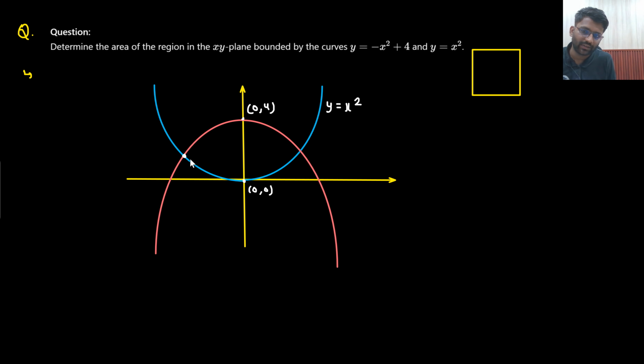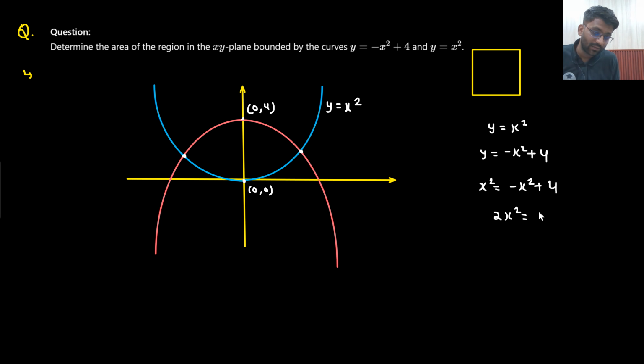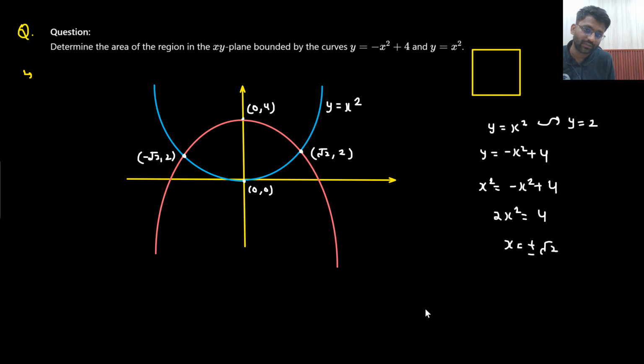Now I need to find the points where they are cutting. One graph says y equals x square, the other says y equals minus x square plus 4. Where they are cutting, you can equate both. So 2x square equals 4, and x comes out to be plus minus under root 2. Putting this in, the value of y comes out to be 2. So the points are minus under root 2, 2 and under root 2, 2.